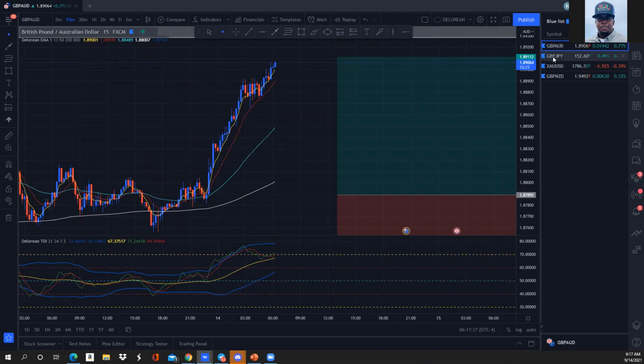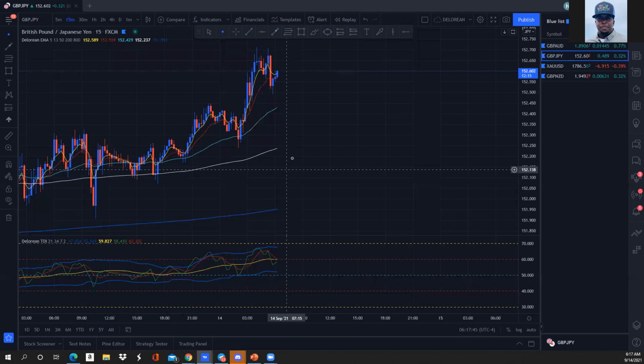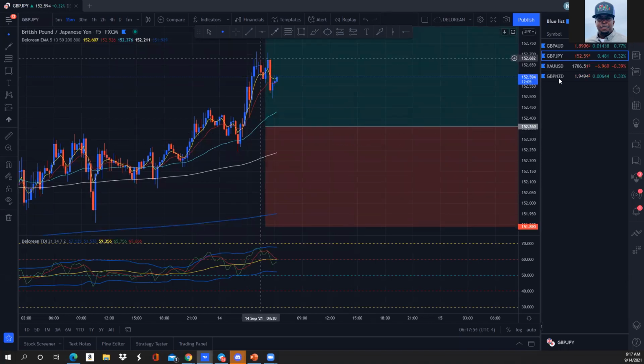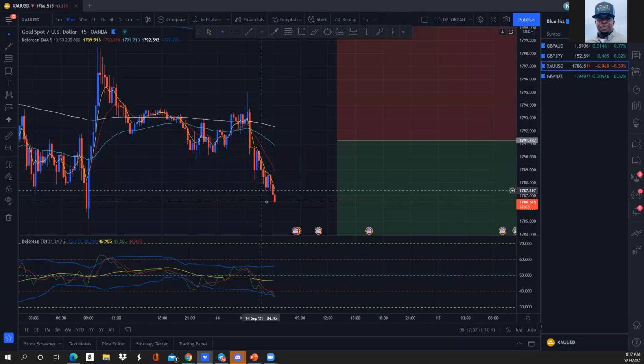Same thing with GJ, and same thing with gold. Gold took off too. EU, I'm looking at EU in a minute. I was just looking at EU. I was making sure nothing hit it for news. I'm gonna check it in a minute. GJ took off too, and gold just dropped. Gold is just dripping. That thing is just dripping.